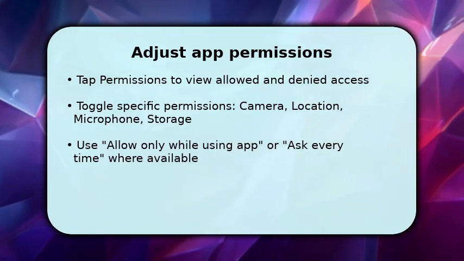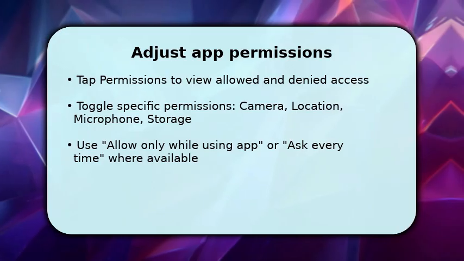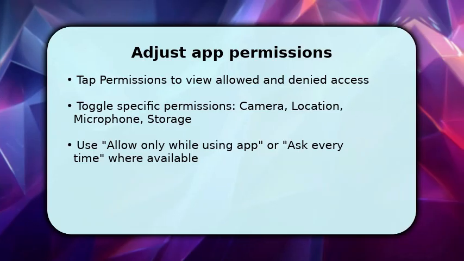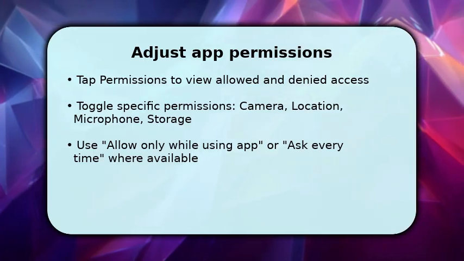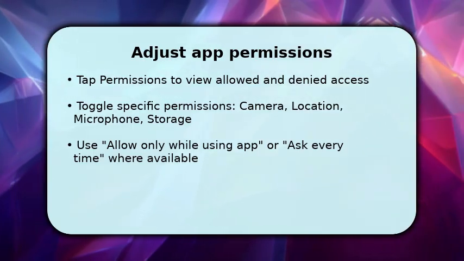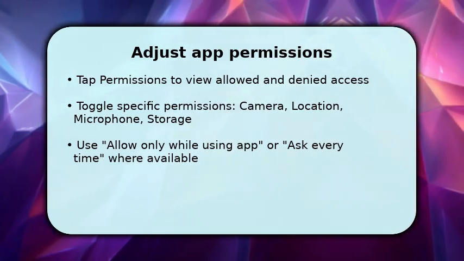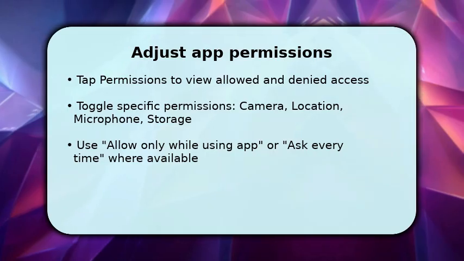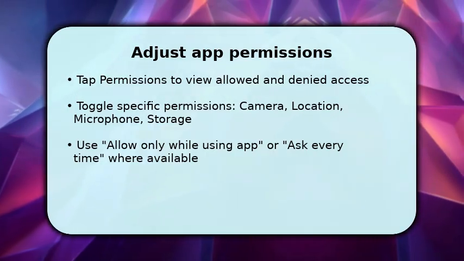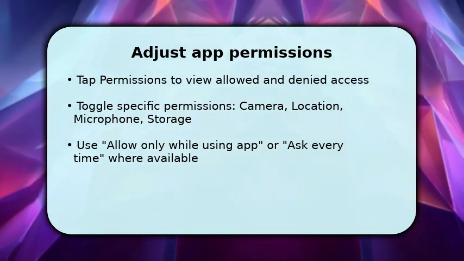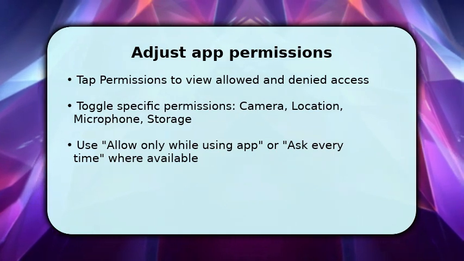You will toggle camera, microphone, location, storage, etc., depending on what the app requests. When possible, choose least privilege options like Allow only while using the app or Ask every time to reduce background access. If a permission is grayed out, that often means a system restriction or device policy. In that case, check device, admin, or profile settings before changing anything further.